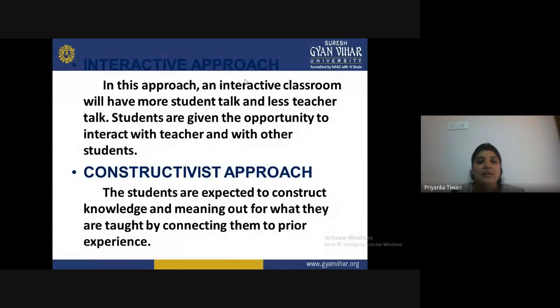In the constructivist approach, students are expected to construct knowledge and meaning out of what they are taught by connecting it to prior experience. This is what constructivist means. Students construct their knowledge and their ideas, and meaning out of what they are taught, by connecting them to prior experience.